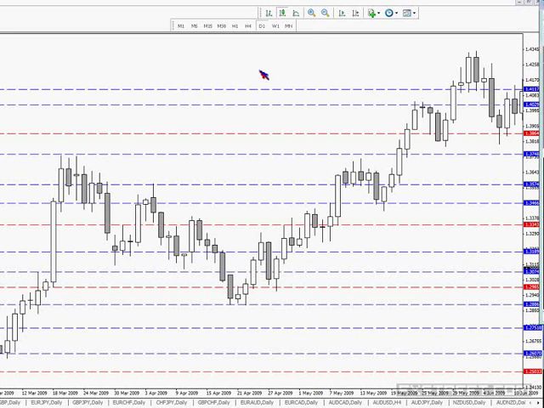Jez says, on what time frame do you draw the lines? Jez, basically it doesn't really matter, but what I like to do is draw my zones on a higher time frame than the one I'm trading. So if I trade the daily, I'll look at weekly zones and draw those in. If I trade the 4-hour chart, I'll look at daily zones and draw them in.